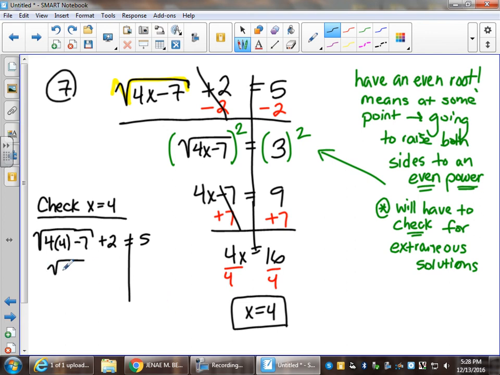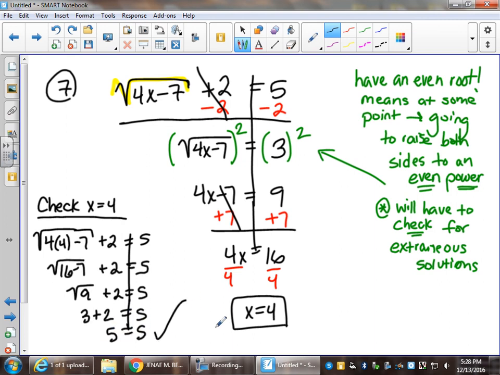So that becomes 16 minus 7 underneath the radical, plus 2 equals 5. 16 minus 7 is 9 underneath the radical still, plus 2 equals 5. Square root of 9 is 3, plus 2 equals 5 still. And yes, this comes out true, 5 equals 5. So you have verified that this is a real solution. It is not extraneous. In tomorrow's practice, there may be cases, hint, hint, hint, where when you check a solution, it does not come out to be a real answer. It's extraneous. We are done with our notes.